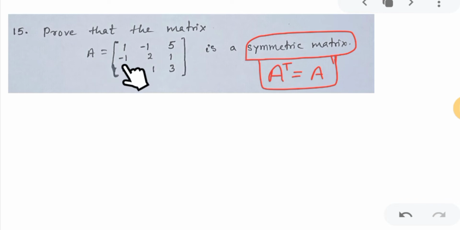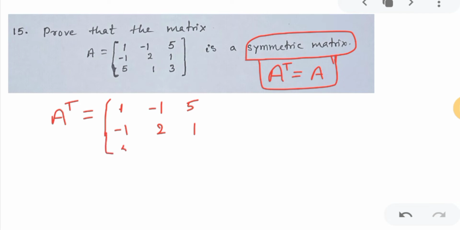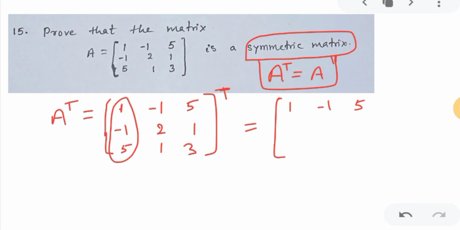So A matrix is given. So what will I find first? First I will find A transpose and I will check that both are the same or not. A transpose means this matrix's rows will become columns and columns will become rows. So I will write the matrix once. A matrix is [1, -1, 5; -1, 2, 1; 5, 1, 3]. Transpose of this, correct? So transpose means I will interchange the rows and columns. First column will become first row, correct?